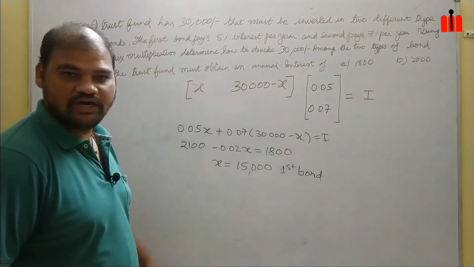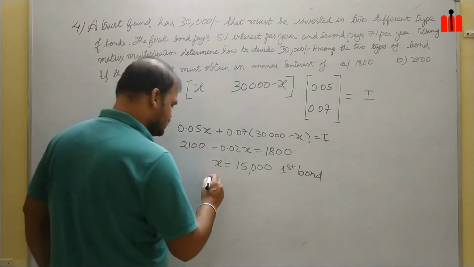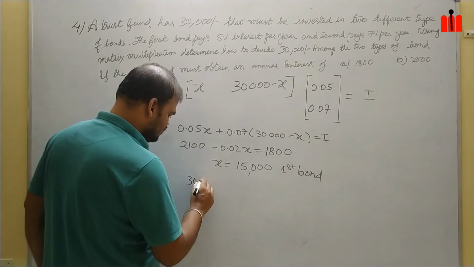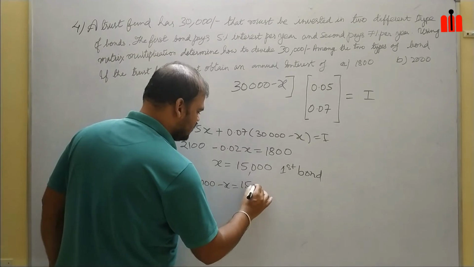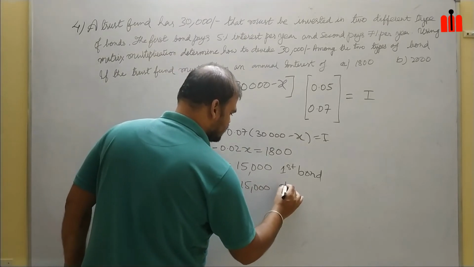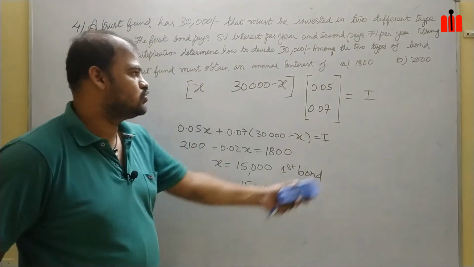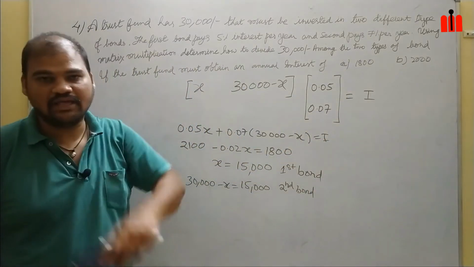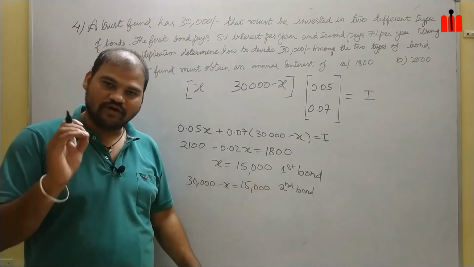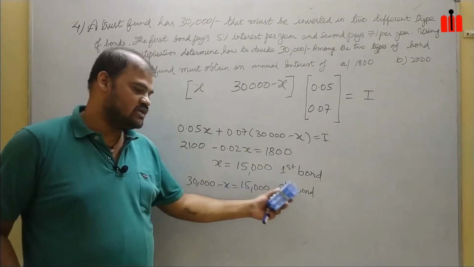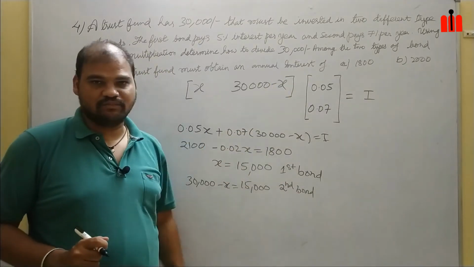Okay, for the first bond it will be 15,000. For the second bond it is 30,000 minus x, which will also yield 15,000. So the second bond is also 15,000. So to get 1800 interest per year, we have to invest 15,000 in the first bond, which is at 5%, and 15,000 in the second bond, which is at 7%. Okay, so this completes the first part.